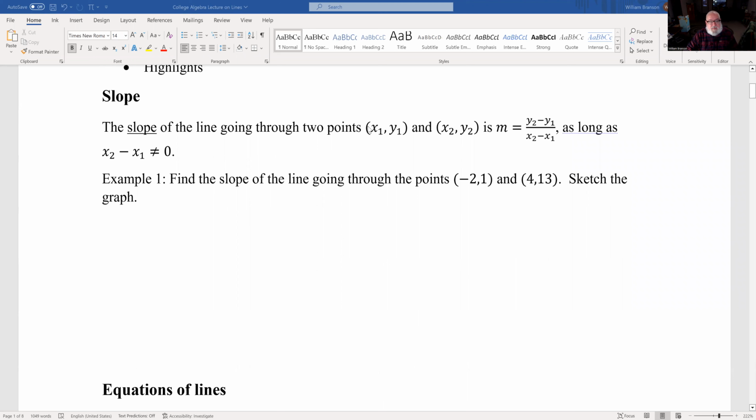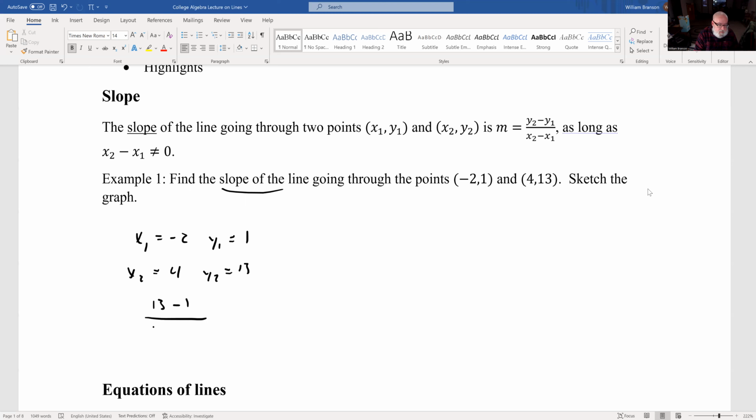So the slope of a line, if you have 2 points, x1 and y1, and x2 and y2, is change in y over change in x, as long as the denominator is not 0, because you can't divide by 0. So what's the slope of the line that goes through these 2 points? Well, we can take x1 equal to -2, y1 equal to 1, x2 equal to 4, y2 equal to 13, and then it will give me 13 minus 1 over 4 minus -2, right? x2 and y2 come from one point, x1 and y1 come from a different point, so it's y2 minus y1 over x2 minus x1. And that's 12 over 6, which is 2.